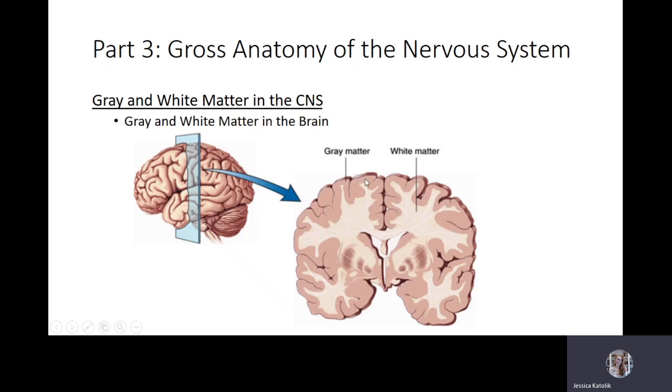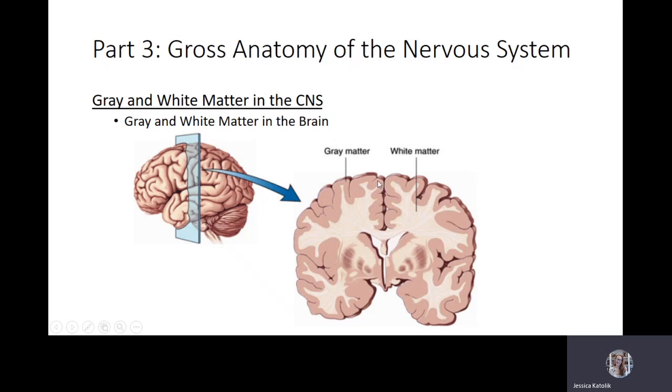Another thing is, once that information travels across from one region of the brain to another, there will be synapsing between neurons in the gray matter. And this is where the information will be processed and the communication will occur.